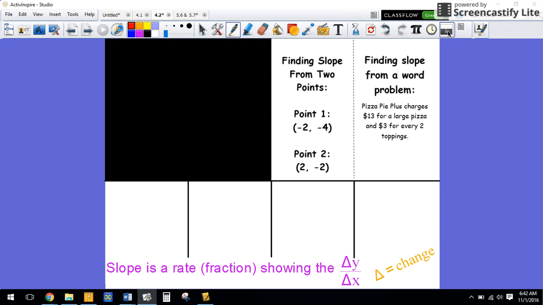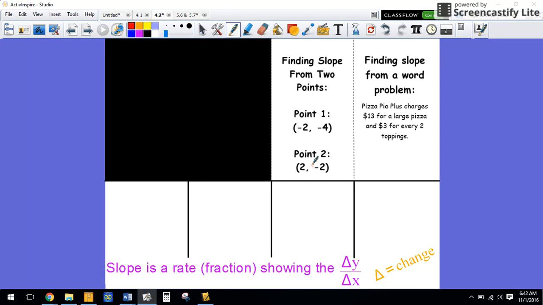So today our target in class was to learn how to find slope in 2 additional ways. One was finding slope from points, and the second was finding slope from a word problem. So let's go ahead and start out with our 2 points. We had actually kind of already covered this on Monday, except our points weren't given to us in points. They were either given to us in graphs or tables.